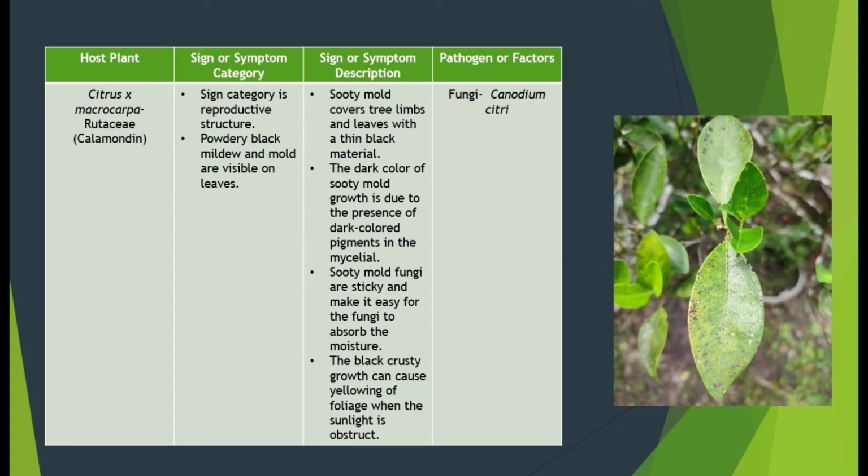The sign description is sooty mold, which covers tree limbs and leaves with a thin black material. The dark color of sooty mold growth is due to the presence of dark-colored pigment in the mycelium. Sooty mold fungi are sticky, which makes it easy for the fungi to absorb moisture. The black crusty growth can cause yellowing of foliage when sunlight is obstructed. The pathogen of the sign is a fungus, known as Capnodium citri.